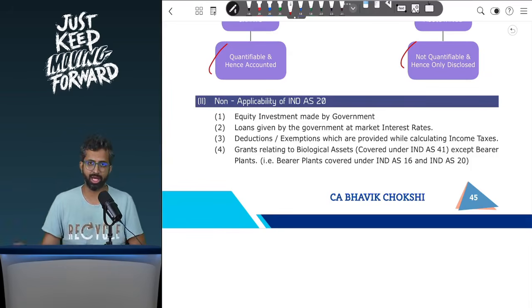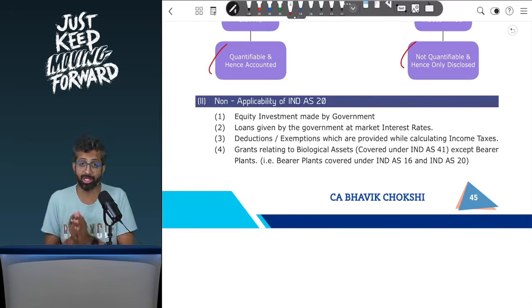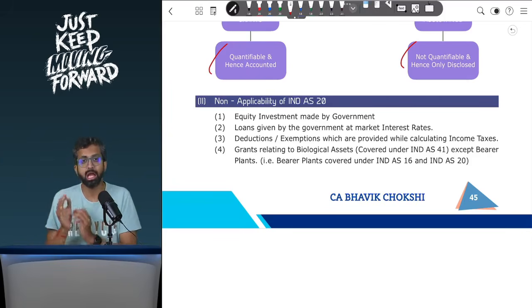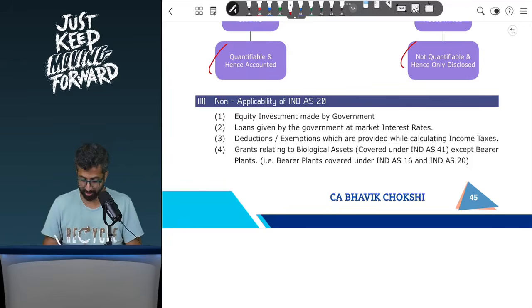where these are biological assets. So when you see a question where you have a government grant, you first ask yourself: is it for a biological asset? If yes, then you directly go to Ind AS 41 and account accordingly. If no, then you come under the standard and proceed further. So point 4, in my opinion, is the more important point for a scope exclusion from an exam perspective.